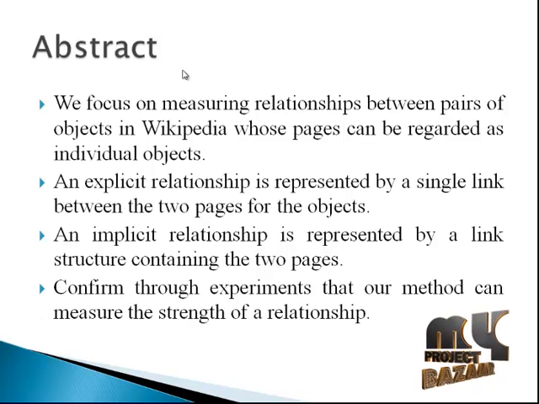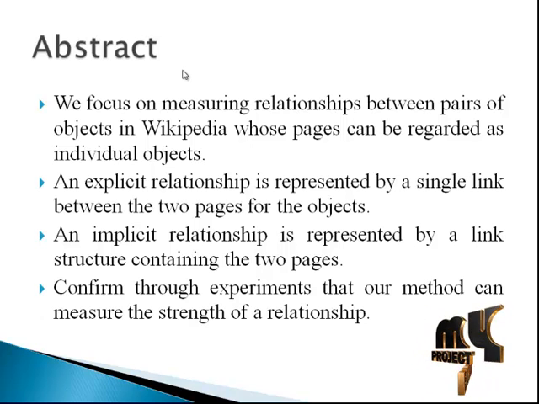The two given objects are analyzed, and then the explicit relationship for the two objects is got from the two pages for a single link only. The existing system contains only the explicit relationship, in which the relationship between the two objects is considered in the single link with the two pages' links. And also the existing system underestimates the objects which have a high relationship between them.